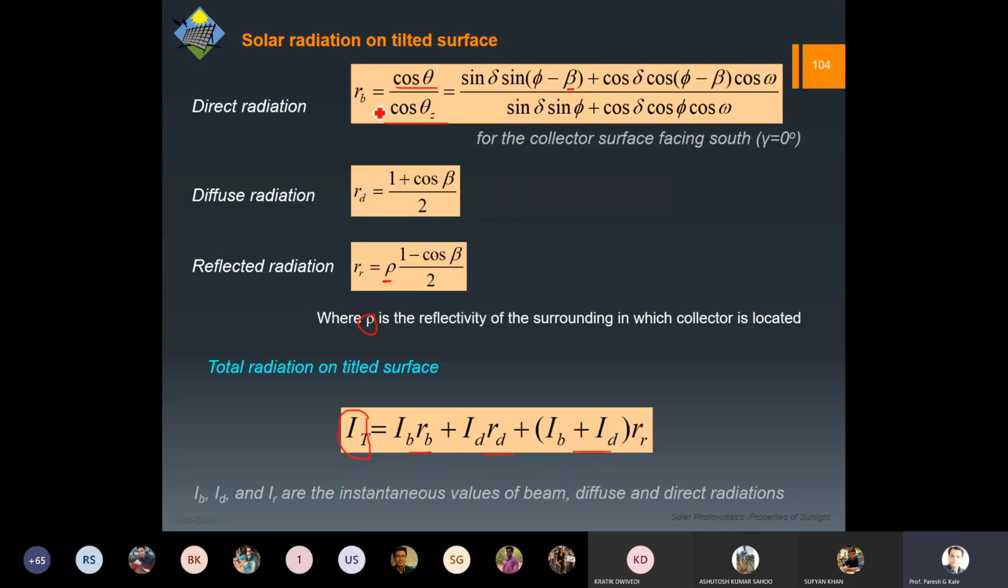So IB into RB, that is the direct radiation what we get. So it will take care of the inclination. RD will take care of the diffuse radiation, and for both, understand why we are taking this IB and ID, because both are going to get reflected, right? So that's why the addition has to be multiplied by RR, that is the reflected radiation.